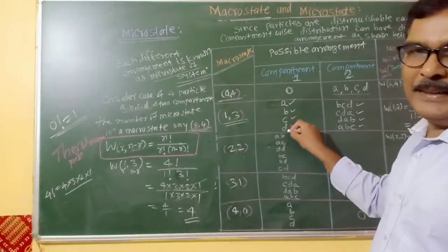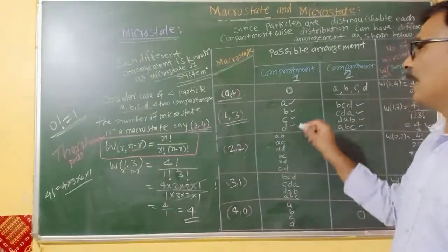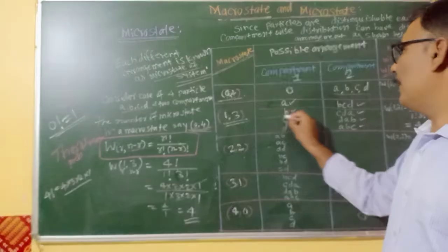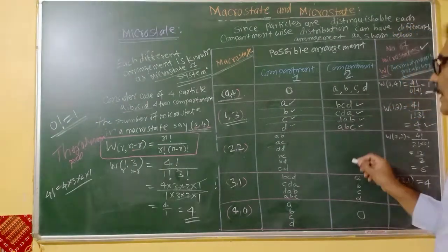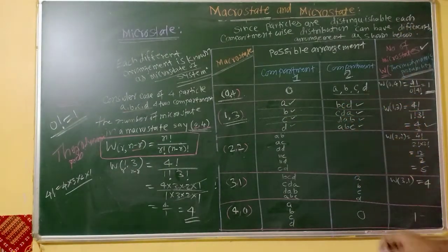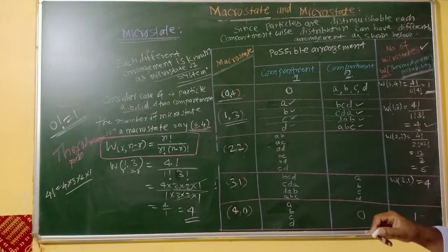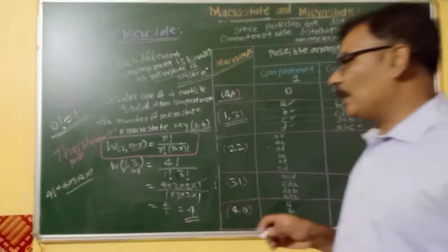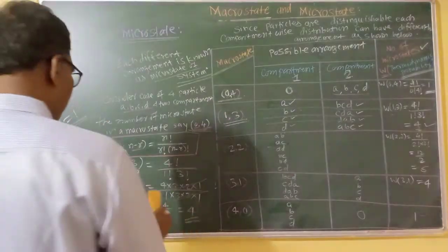A, B, C, D, one in one compartment and the rest in the other compartment for the first case. This is the first case for A, for B, for C and for D. We have to consider here. These are the 4 cases for the thermodynamic probability. How many macrostates are there for 1, 3? 4. So now what will it be for 2, 2? See here for 2, 2.